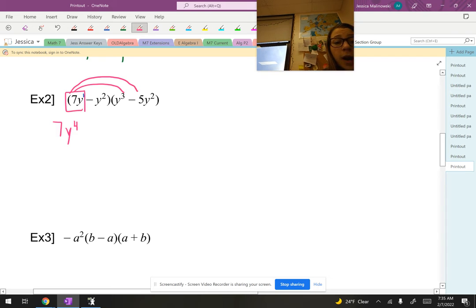And 7y to the first times negative 5y squared. Negative 5 times 7 is negative 35. And y to the first times y squared is y to the third.